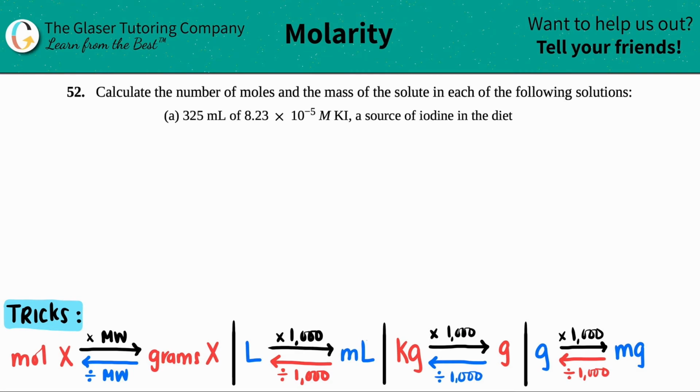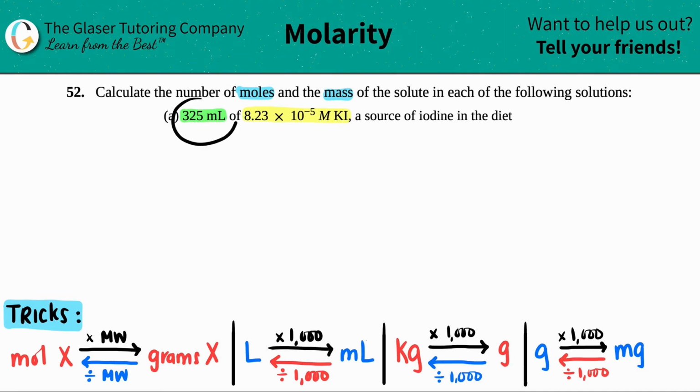Number 52, calculate the number of moles and the mass of the solute in each of the following solutions, and then we have letter A. So in this case, we need to find the moles and the mass of 325 milliliters of an 8.23 times 10 to the negative fifth molarity of KI. And potassium iodide, KI, is a source of iodine in the diet. So here's just a salt, potassium iodide, that we have in our diet. Okay, so we just need to find the number of moles and the mass of what they gave us.